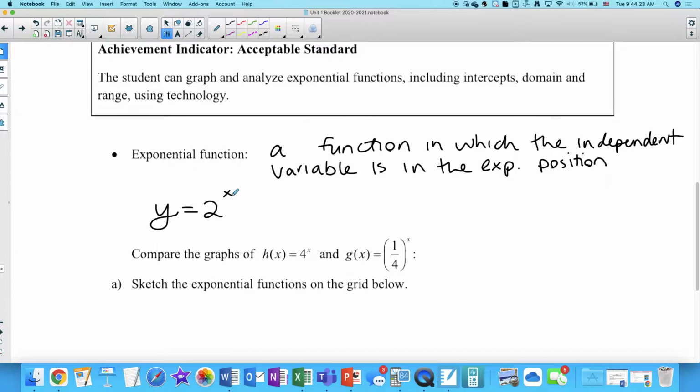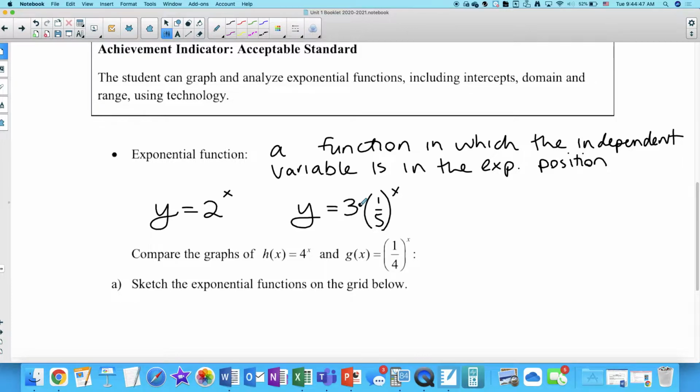Sometimes this might be multiplied by a number. In fact, very often it is. So you might also see something like y equals 3 times 1/5 to the x. That's fine as well. You can multiply the power by a number. We're going to see what happens when we do that throughout the rest of today's class, hopefully.